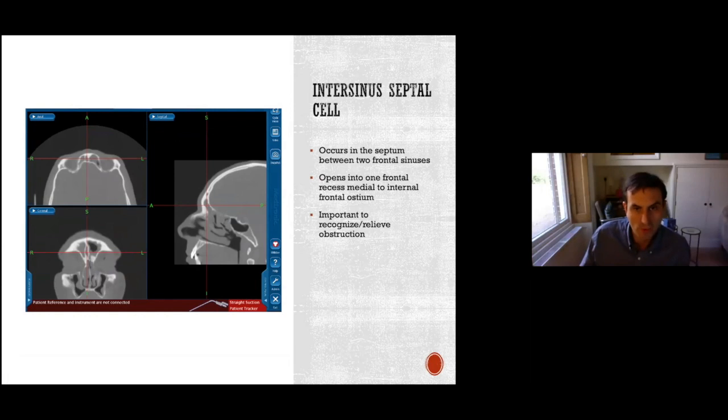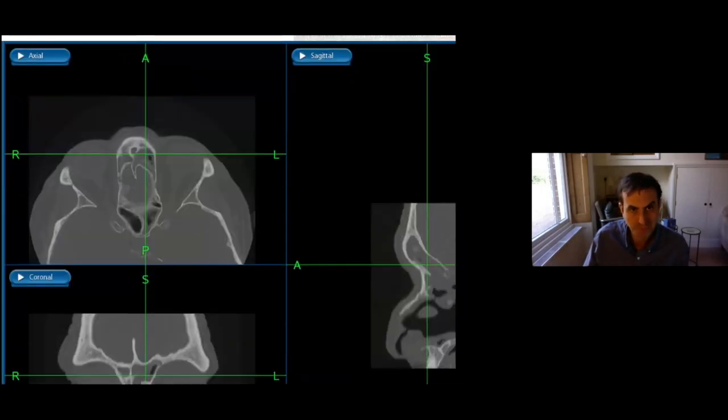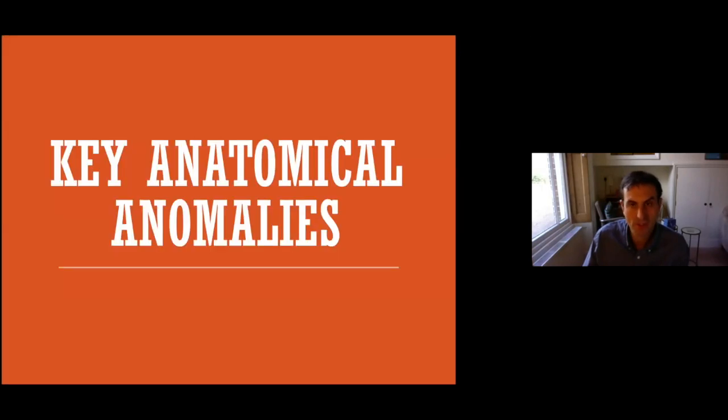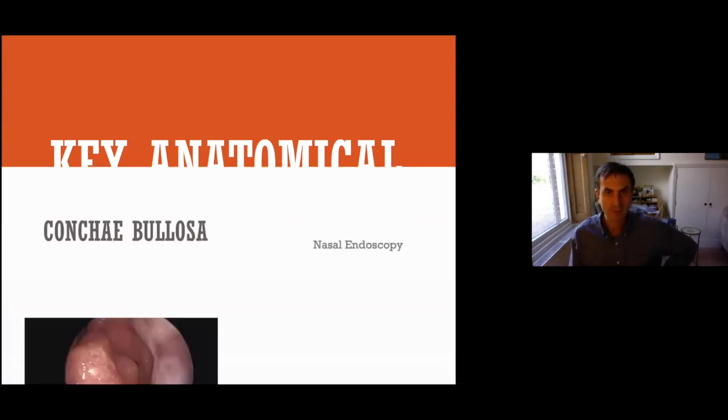Here's another example here. So this is important to recognize, particularly if it's in a pneumatized area when you're dealing with the frontal sinus. I think that's another example there. So I'll just go through a few anomalies now.